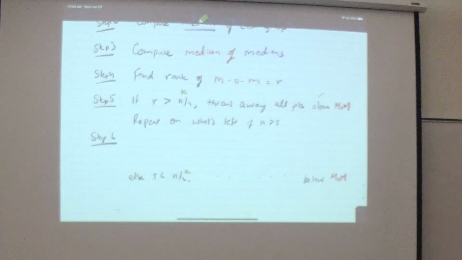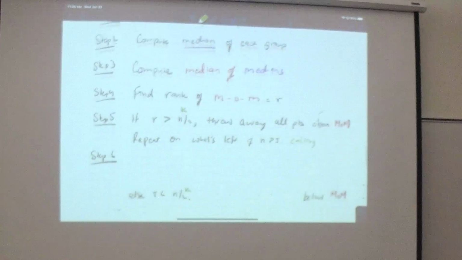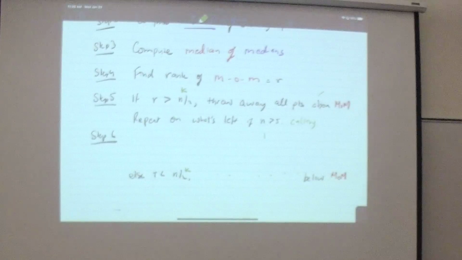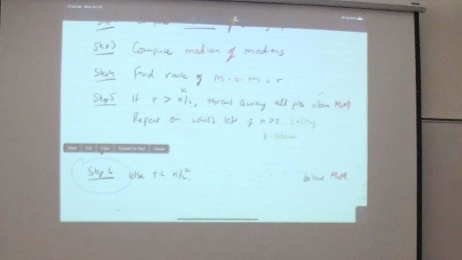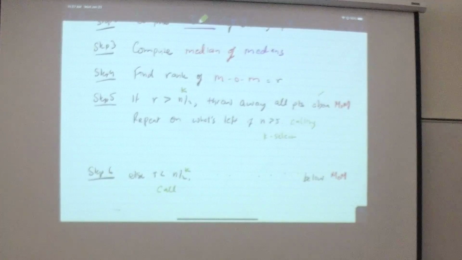K, calling K select. Else, if it's RLM, you find the elements below K, calling... what do I want to call? I want to call K minus R select.